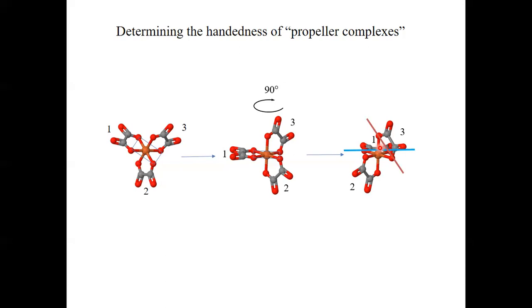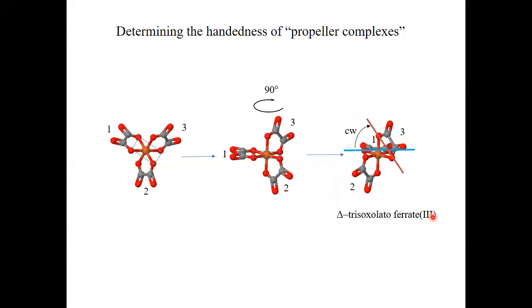So for instance, we can take propeller blade two. And then we need to decide, do we have to rotate the horizontal line clockwise or anti-clockwise to make it parallel to line number two? And we want to rotate around the smallest possible angle to achieve that eclipse. So now you see that in this case, you have to rotate this way around, so that would be clockwise. So therefore we would say we have a right-handed propeller. When we have a right-handed propeller, we give it the symbol delta, so capital delta. So this would be a delta tris-oxalato complex.